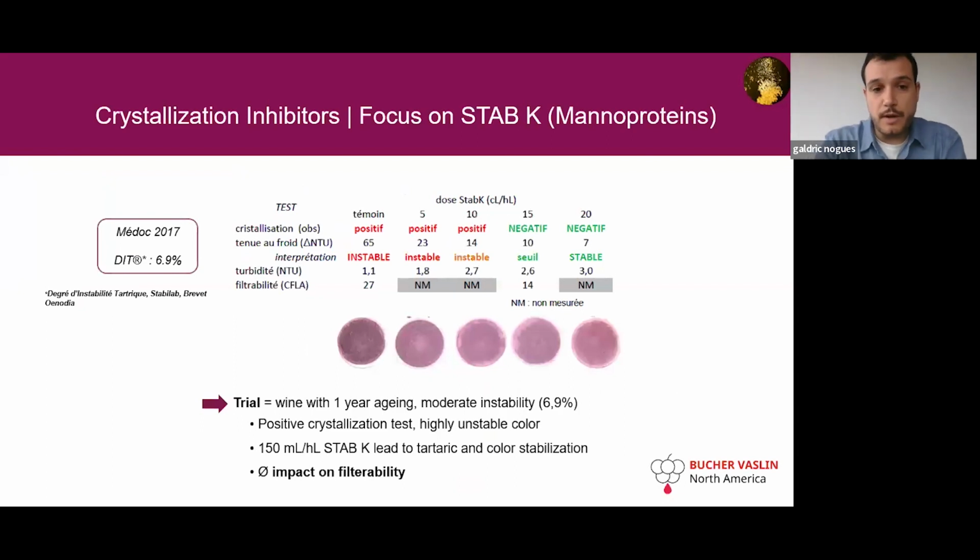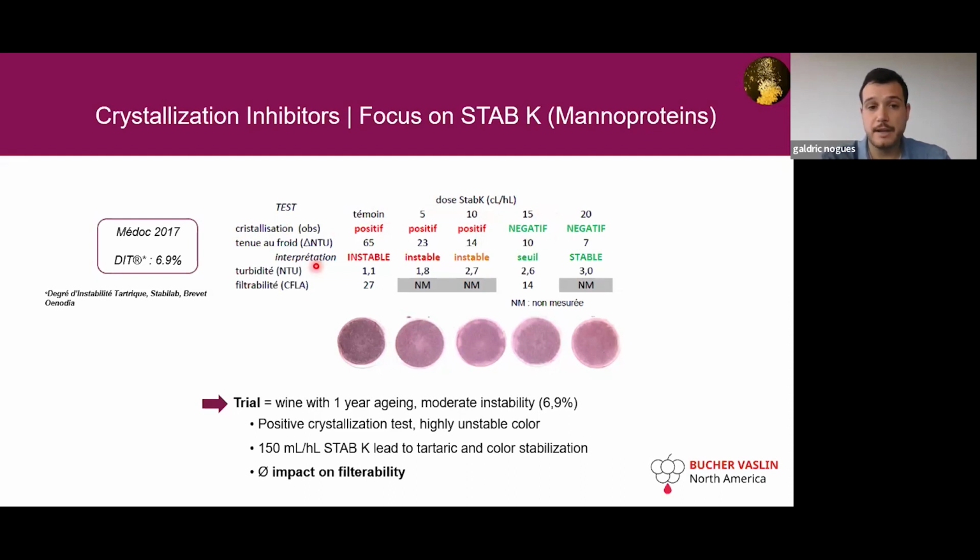Same thing with red wines. Once again, we went through the DIT analysis, degré d'instabilité tartrique, and the result here is about 7%. 7% is pretty low. We consider it a medium instability. And on this red Médoc 2017, Bordeaux area, the crystallization test is positive for the control, for 50 milliliters per hectoliter, and 100 milliliters per hectoliter, and it gets negative when we reach 150 and 200 milliliters per hectoliter.